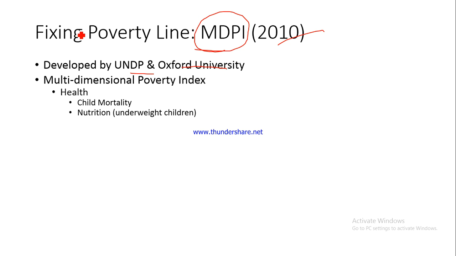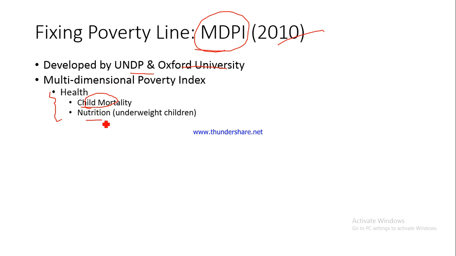For example, it includes health, and to include health, it keeps a track of child mortality rates. Child mortality is how many children die before attaining a particular age, as a percentage of the total children born. So that is what child mortality rate is.